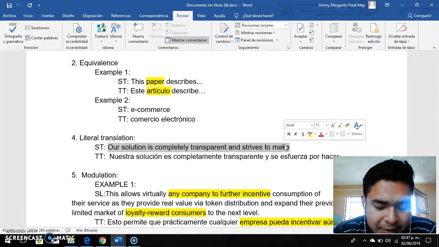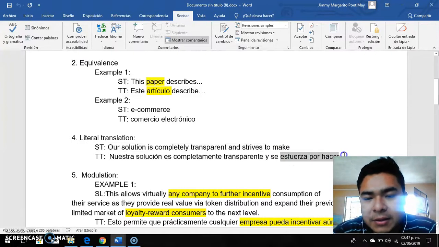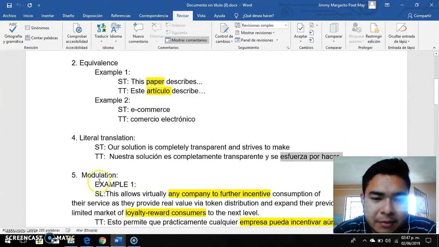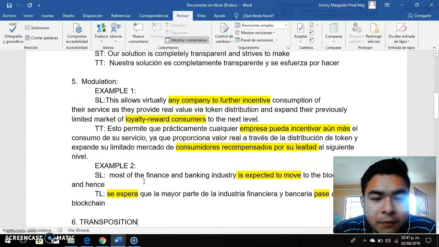So it conveys the same meaning as in the original. Nuestra solución es completamente transparente y se esfuerza por hacer. This is literal. I use the same words. I didn't change anything.